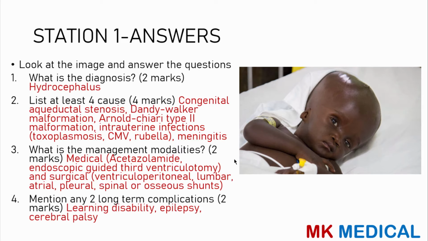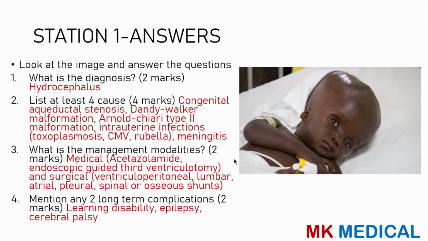Here comes the answer. So obviously this is a child that has hydrocephalus. List any 4 causes. Remember that the causes may be congenital or they may be acquired. And congenital, they may be obstructive, meaning non-communicating, or non-obstructive, or communicating hydrocephalus. So it could be congenital aqueduct stenosis. They could be Dandy Walker malformations, Arnold Chiari type 2 malformations, intrauterine infections such as toxoplasmosis, cytomegalovirus, which is CMV, rubella, and meningitis.